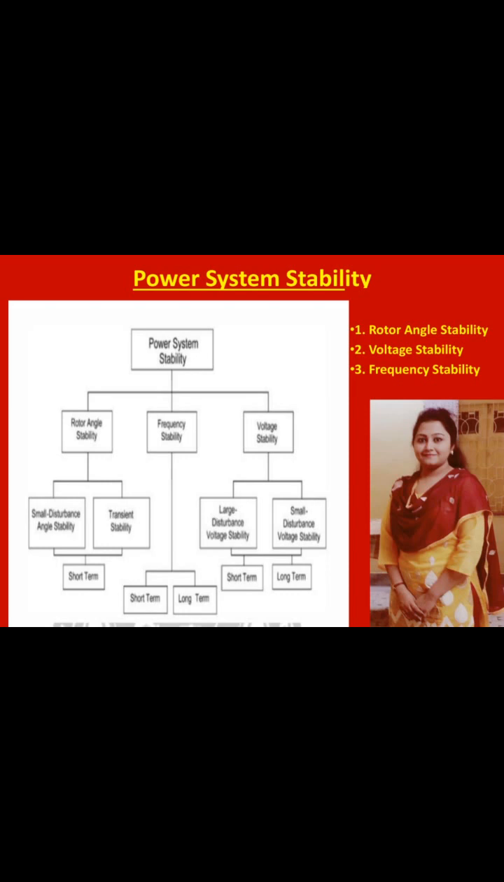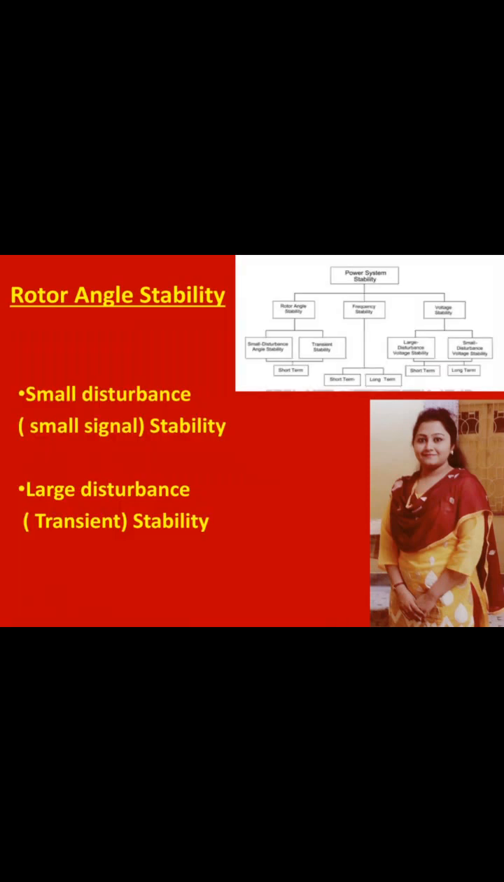Now, rotor angle stability is further classified into small disturbance angle stability and large disturbance angle stability. Now, let us talk about the small disturbance or small signal angle stability. It is the ability to maintain synchronism under small disturbance. Since disturbances are small, nonlinear differential equations can be linearized and it is easy to solve. So we can say it is the ability of the system to remain in synchronism when subjected to small disturbance. Small disturbance can be small load change like switching on or off of small loads, line tripping, small generator tripping.